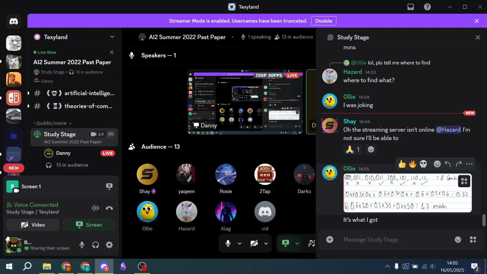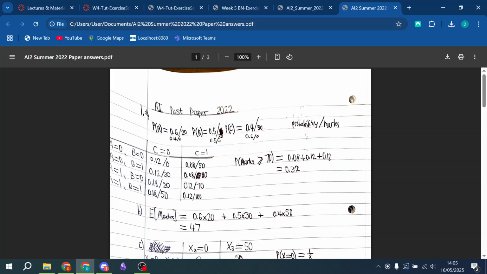That's basically what I forgot to explain. For these probabilities, because they're independent events, you can just multiply the probabilities to get the combined probability. So this 0.08 would be 0.4 times 0.5 times 0.4 again, because C is correct. It's A equals 0, B equals 1, C equals 1.